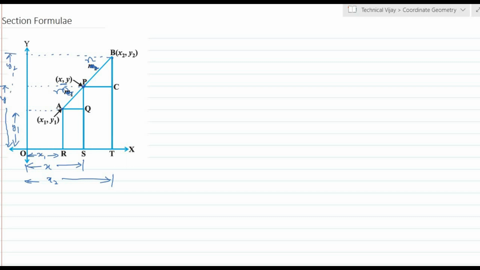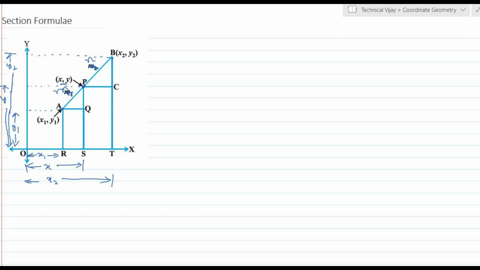So now see, there is a line AB with coordinates (x1, y1) and (x2, y2), and a point P which divides this line, with coordinates (x, y), in the ratio of m and n. We have to find out this x and y. Now these perpendicular lines are drawn and extended to the x-axis and also to the y-axis like this.